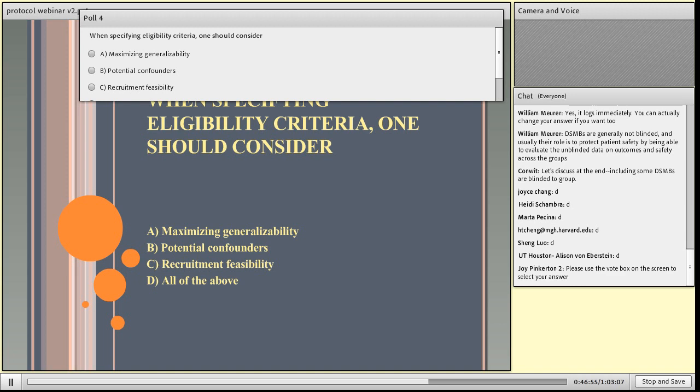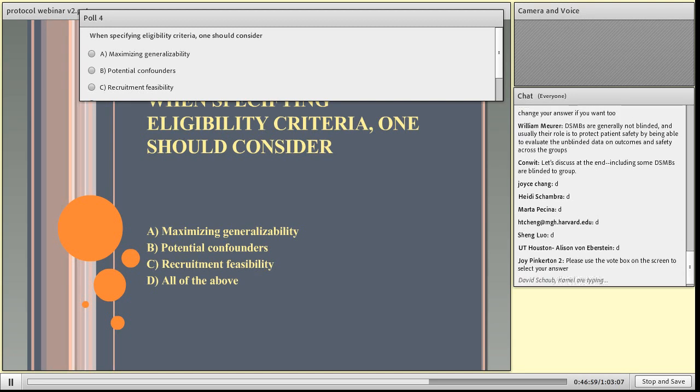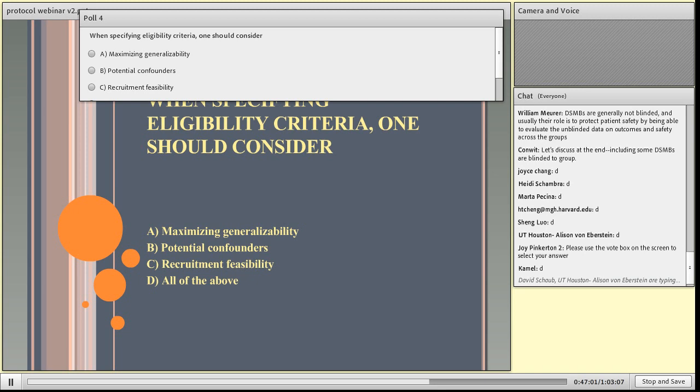Is everyone able to vote? You should be able to click on your screen what your answer is to vote. We have about 27, 28, so I think we have most people. So can I broadcast this?